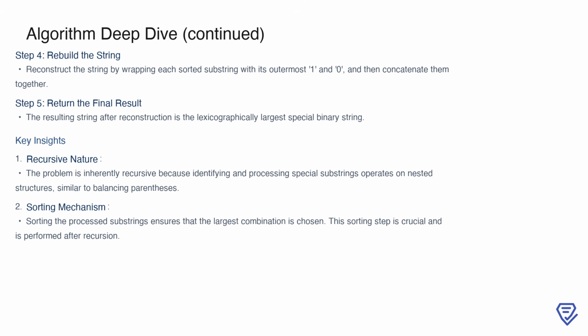There are two key insights that make this approach effective. Firstly, the recursive nature of the problem aligns with the structure of special binary strings, as they can be thought of as nested, similar to balanced parentheses. Secondly, the sorting mechanism ensures that the largest combination is chosen, making this step indispensable to the algorithm.